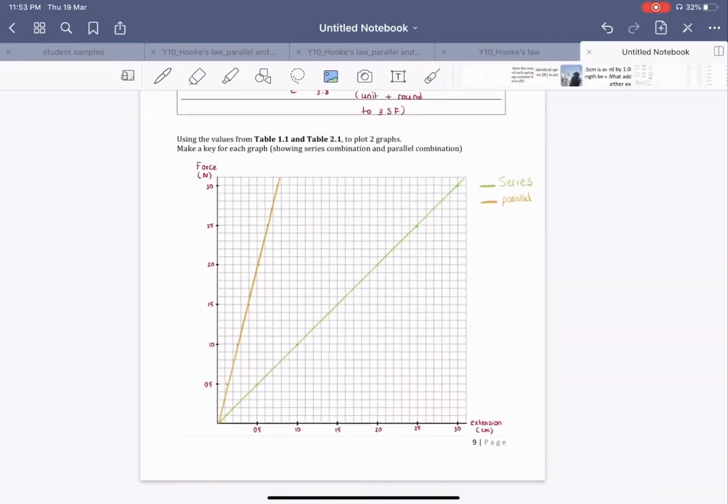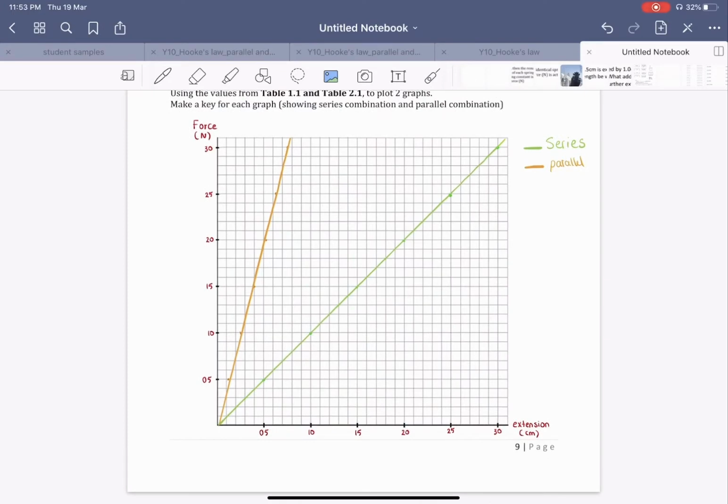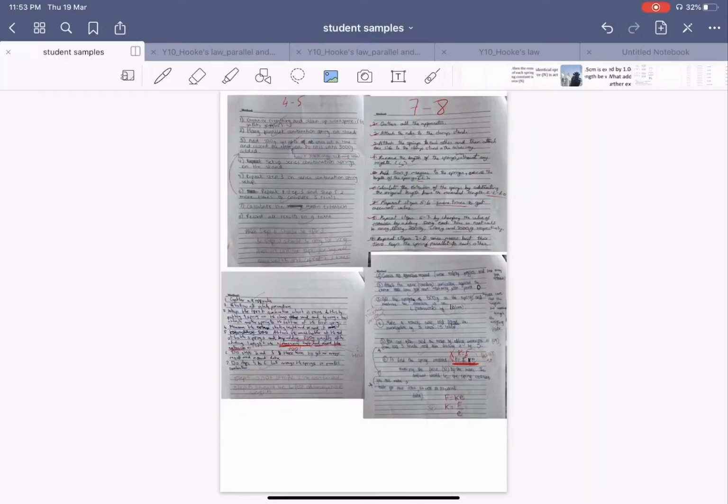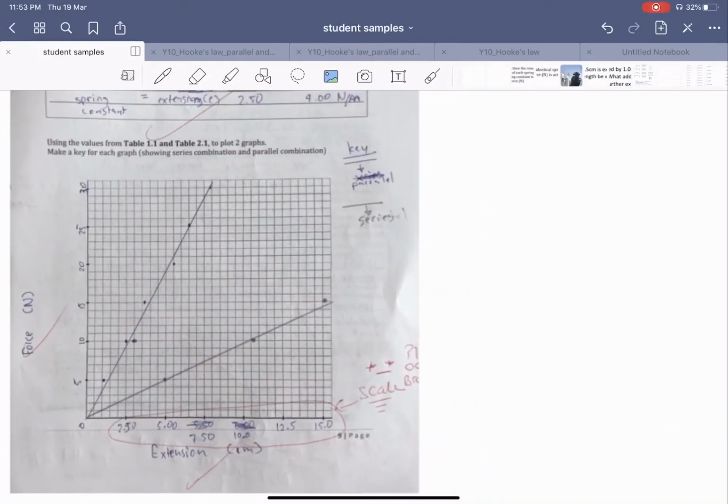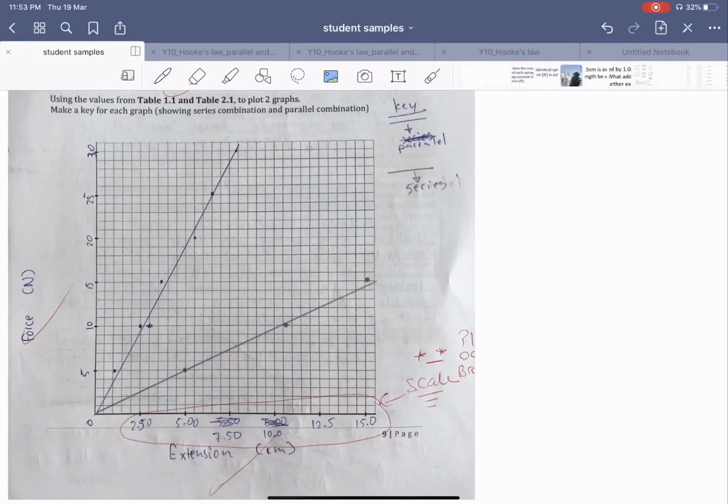Okay, before jumping to strand 2 and 3, let me just firstly show you some samples of how students did the graph. It could be your paper, it could be someone else's. I'm very sure that your answer is very similar to this one. First thing, I will check the scale.